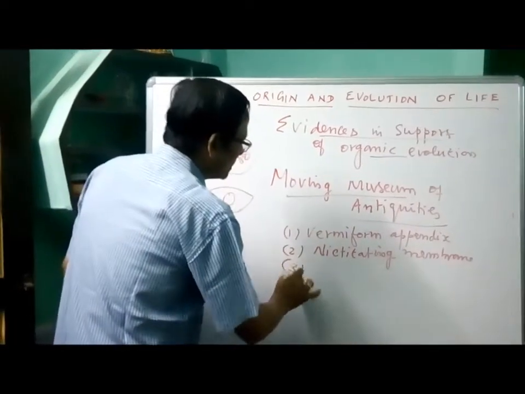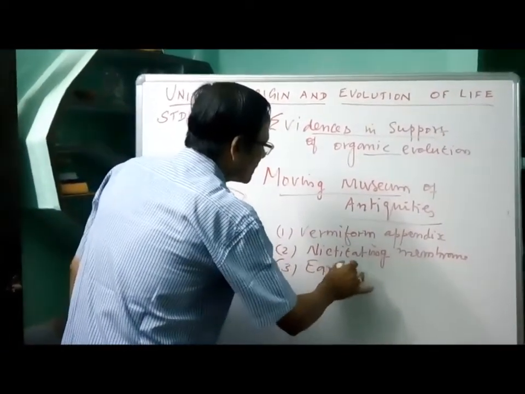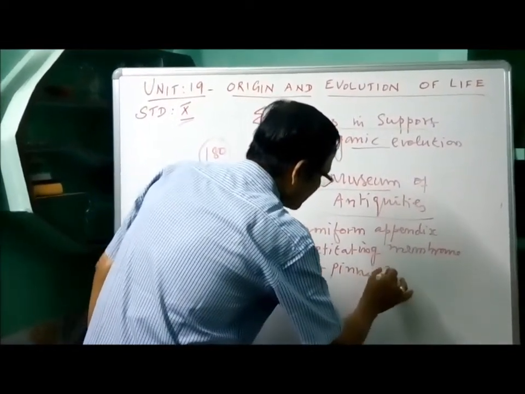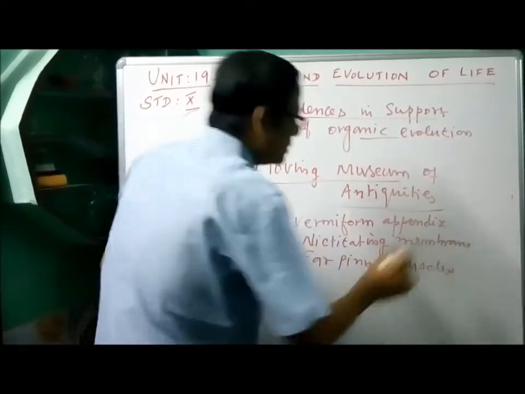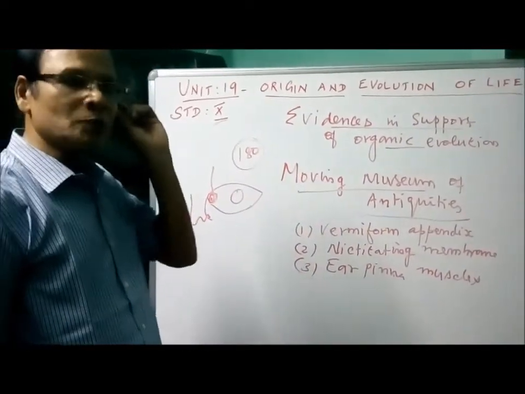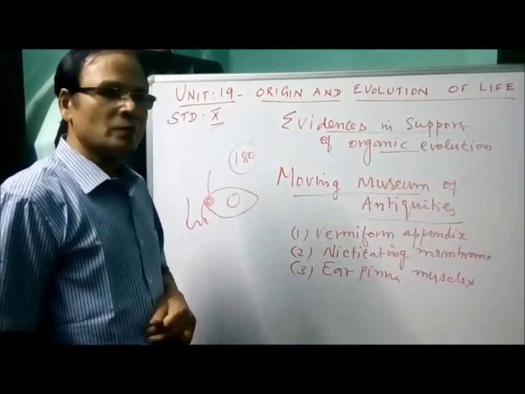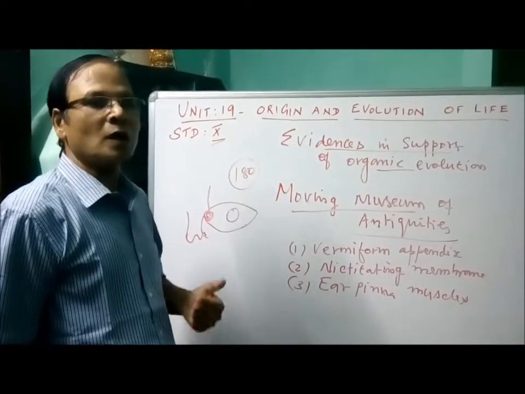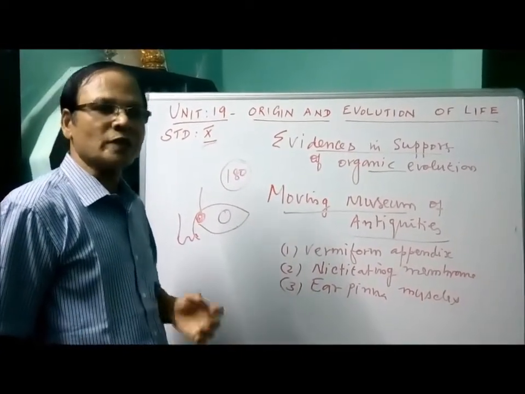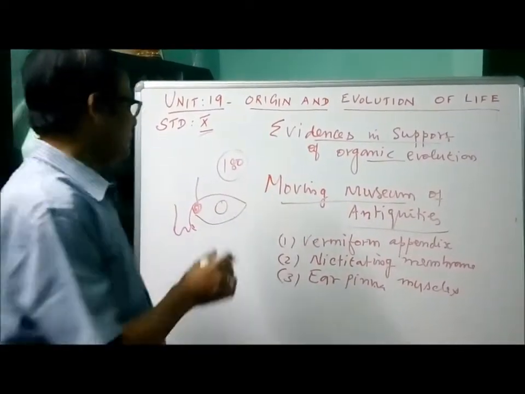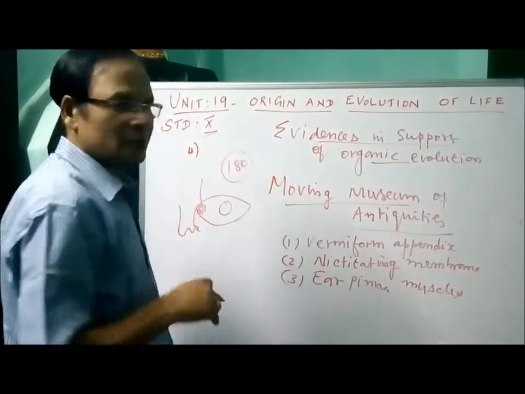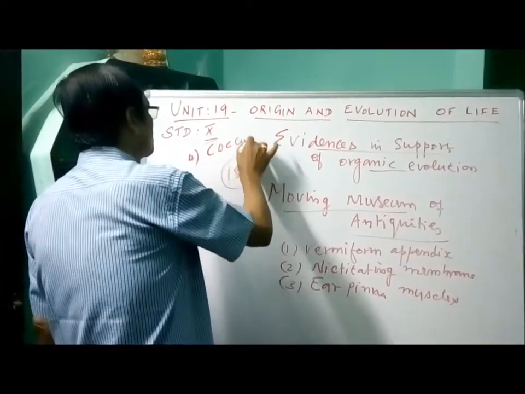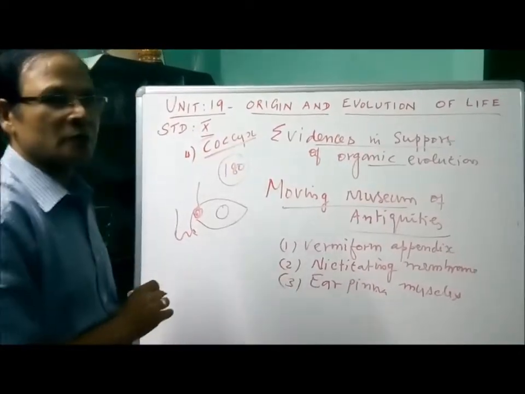The third one, ear pinna muscles, the ear lobe muscles. Our ancestors had the ability to move the ear lobes, but we don't, because the ear pinna muscles, called auricular muscles, are reduced and non-functional, so that we cannot move the earlobes. Then at the end of the vertebral column, the caudal vertebrae are fused to form a reduced tail, called the coccyx.